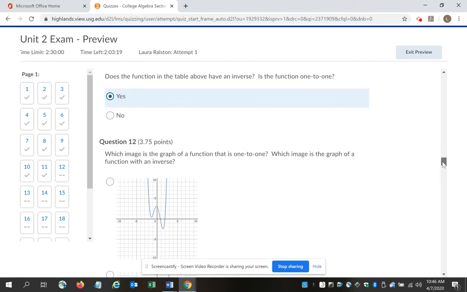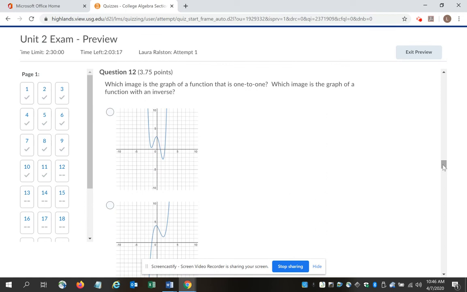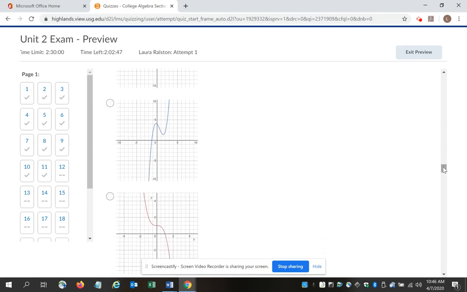Question 12, Ms. Ralston made an error on the answer key, and so I've gone through everyone's exam individually and corrected it, but it asks you which image is the graph of a function that is one-to-one, which would have an inverse. And remember, to be one-to-one, it has to pass the horizontal line test. If I look at this first option, it would not pass the horizontal line test because at some points I may cross 4 times. Similarly, with the second option, I would cross about 4 times.